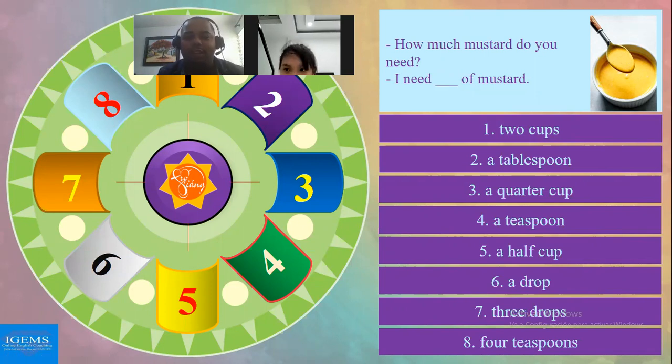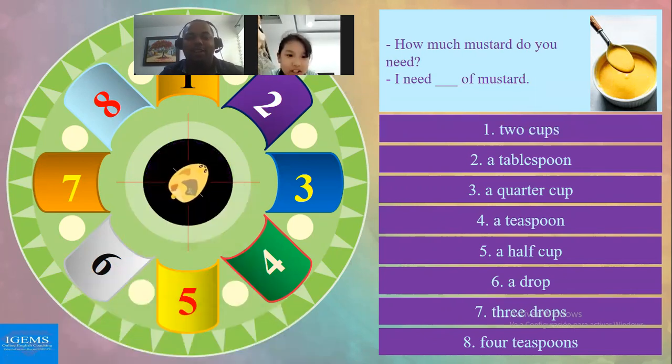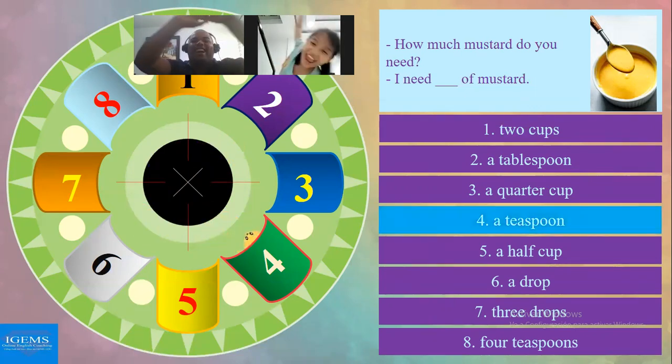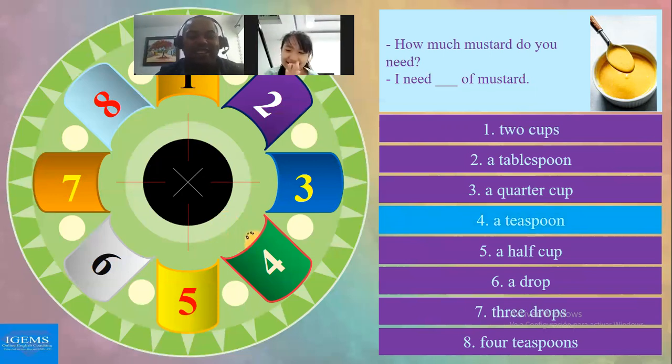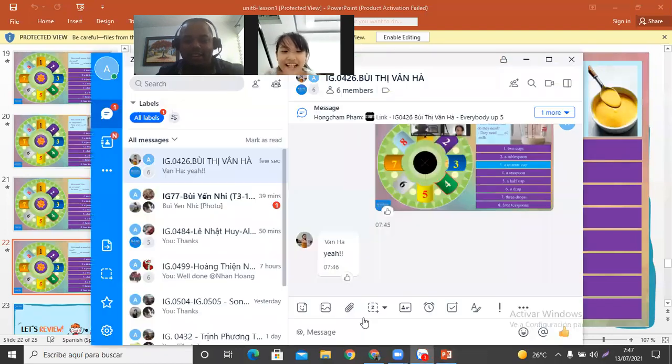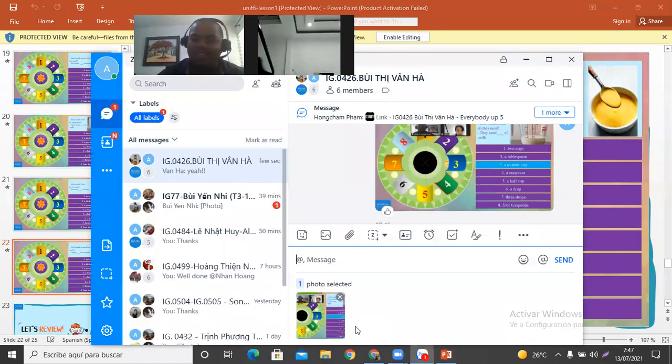Let me ask you, how much mustard do you need? Mustard, half cup. Okay, what do you think? 2 cups, a tablespoon, a quarter cup, a teaspoon, a half a cup, a drop, 3 drops, or 4 teaspoons? A teaspoon. Okay, let's see here. I'm going to check. So the answer is... Let me see. There it is. All right. Give me a second. Okay, I got it here. Yeah, that's right. You got it.